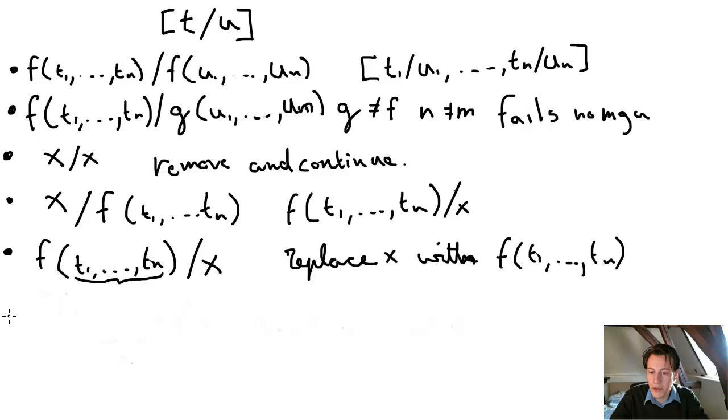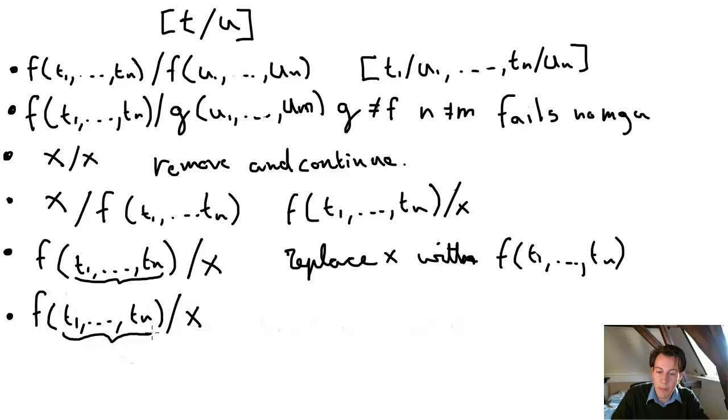Okay, well, the last part of the algorithm is that if you have the comparison between x and f t1 till tn, and x is a part of these t's, then the algorithm fails. You don't have an MGU, Most General Unifier.